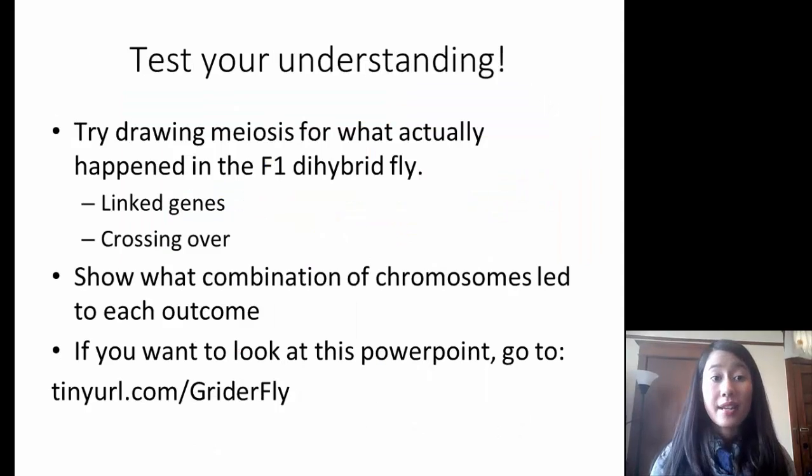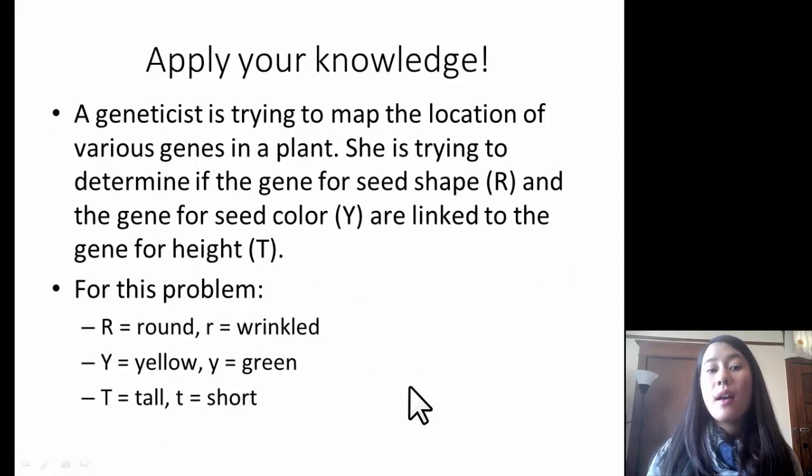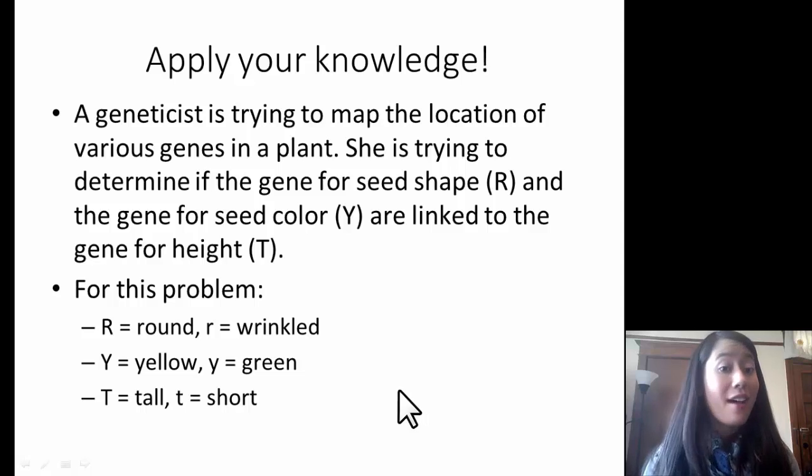So, test your understanding. Try drawing meiosis for what actually happens in the dihybrid fly with linked genes and crossing over, and show what combination of chromosomes lead to each outcome in the offspring. If you want to look at this PowerPoint separately, just look at the slides, you can go to this web address here at the bottom to find it. And it also has in that one single question to apply your knowledge.